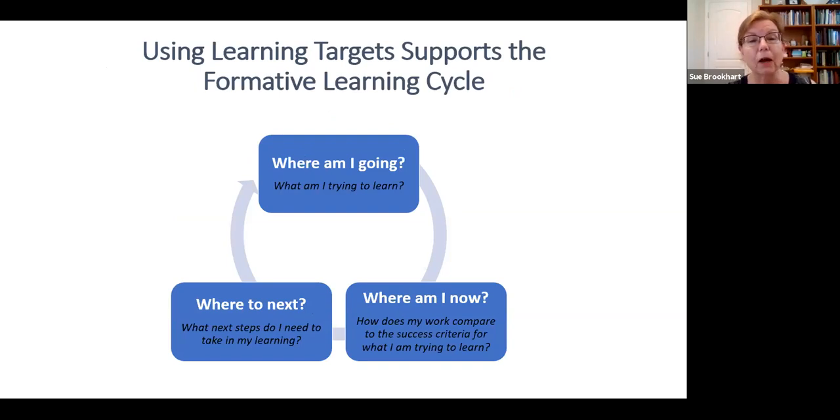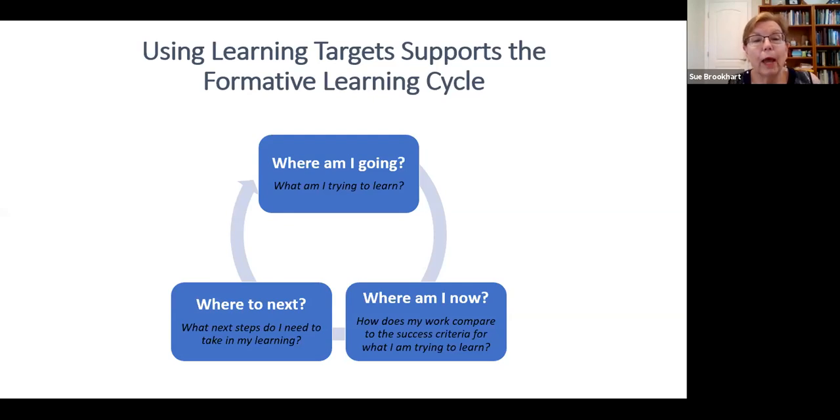The idea is that they're actively pursuing learning. That's the idea of a learning target. And this is the way assessment people would write about this. Where am I going? Where am I now? Where to?